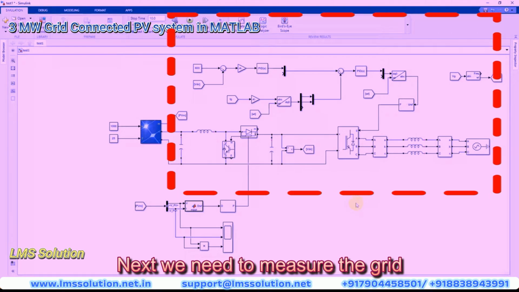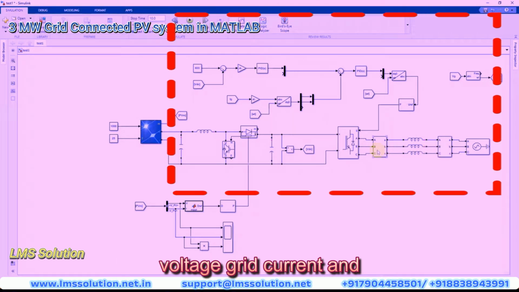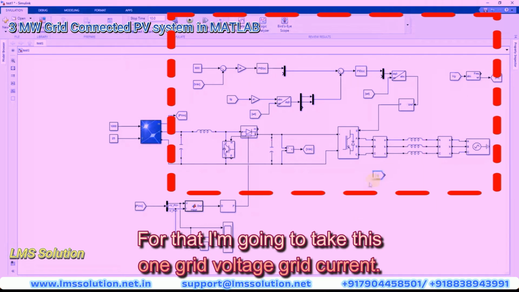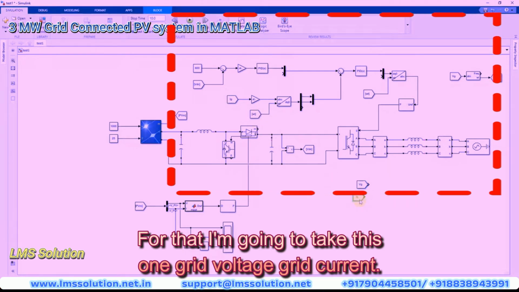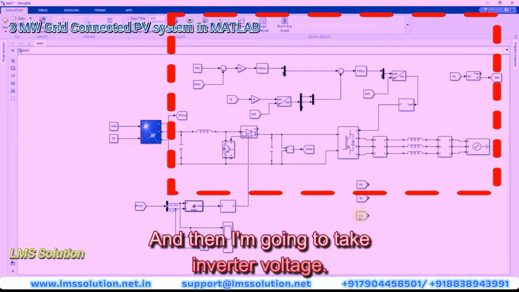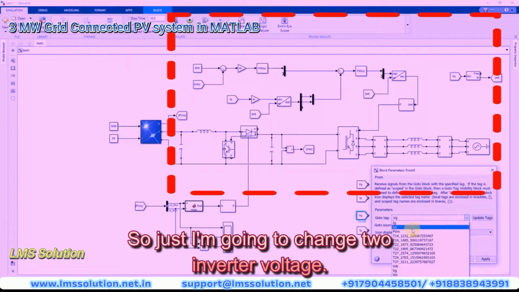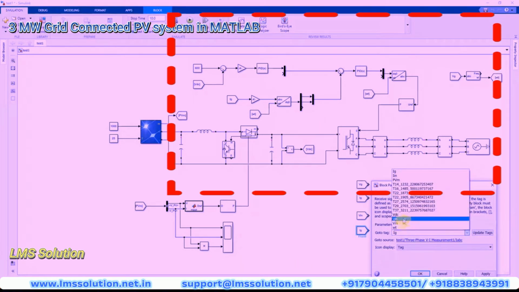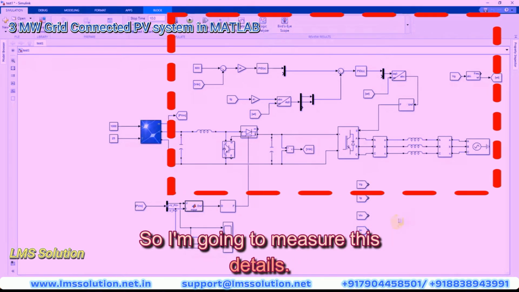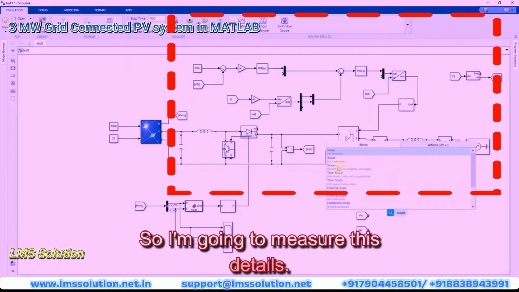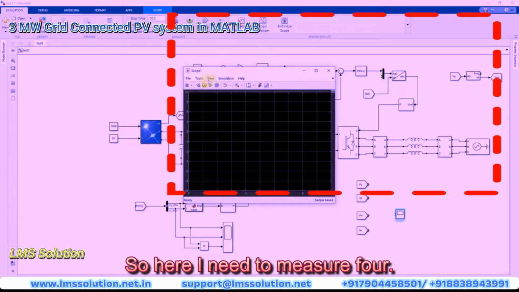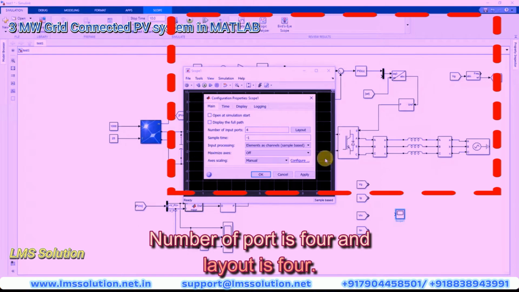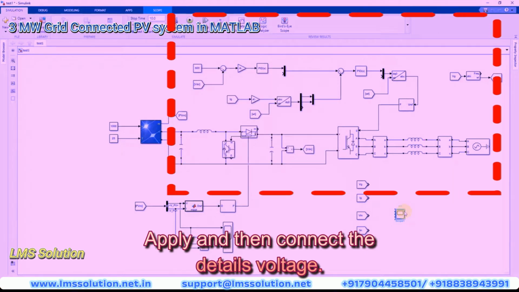Next we need to measure the grid voltage, grid current, inverter current, and inverter voltage, and then we have to measure power of the grid side and the inverter side. For that I'm going to take this one, grid voltage, grid current, and then I'm going to take inverter voltage. So just I'm going to change to inverter voltage. So this is inverter current. So I'm going to measure these details. So here we need to measure 4. So just go to configuration, change number of ports to 4 and layout to 4. Apply, and then connect the details.